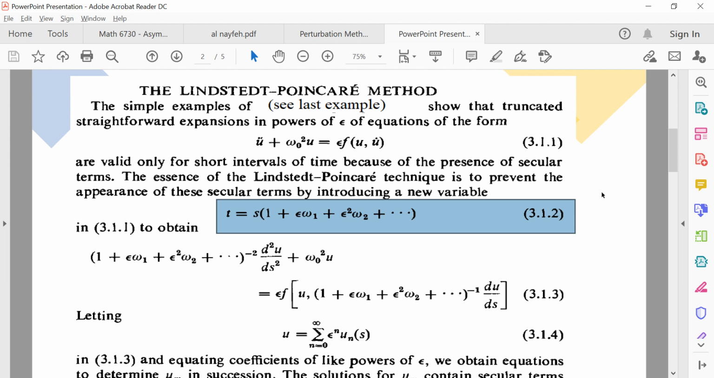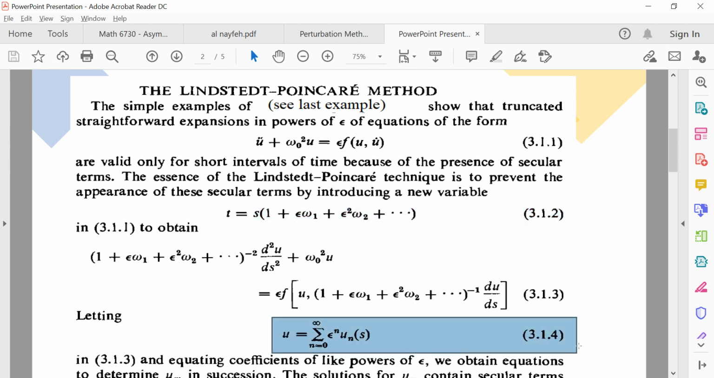So basically this is the expansion for the independent variable, and you know for the dependent variable you will use the same kind of expansion. For u we will use u0 plus epsilon u1 plus epsilon square u2 and so on. Therefore, in order to find the solution of 3.1.1, we will use the time expansion given in equation 3.1.2 and the expansion for u given by equation 3.1.4, which is the summation n from 0 to infinity of epsilon power n un of s. If you write this series out, you get u0 plus epsilon u1 plus epsilon square u2 and so on.